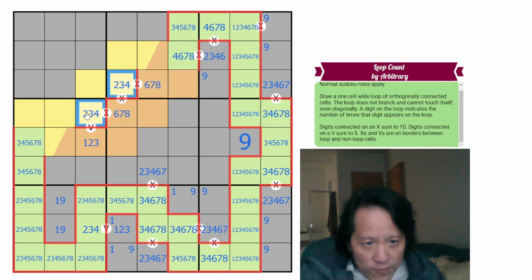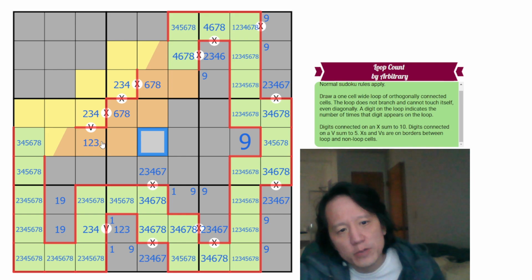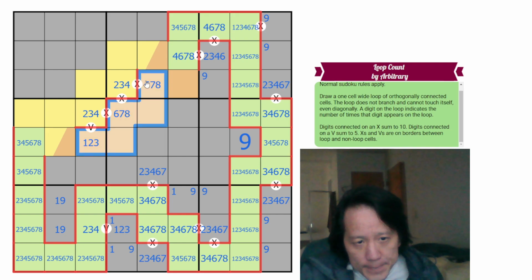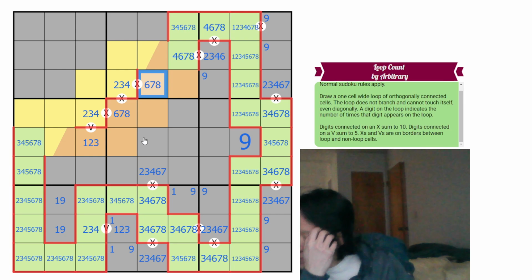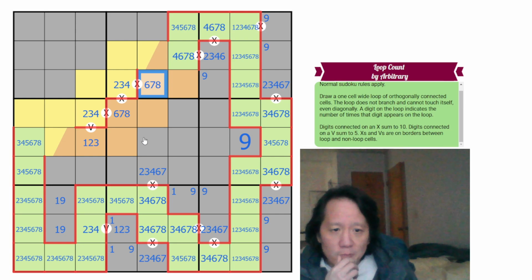So then you would have 4 twice on the loop. So this could not be 4. What about if it's this way? So then this would be 1 if that's the case. If it's this way, obviously this can't be 1. So this is 2 or 3 with 7 or 8. That's possible.